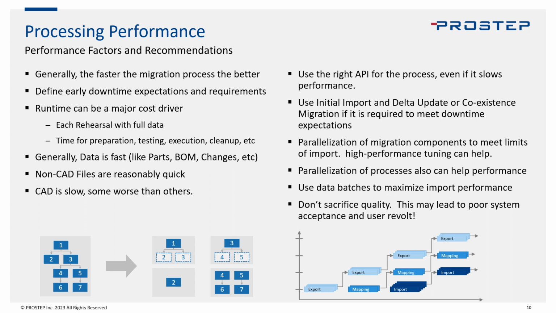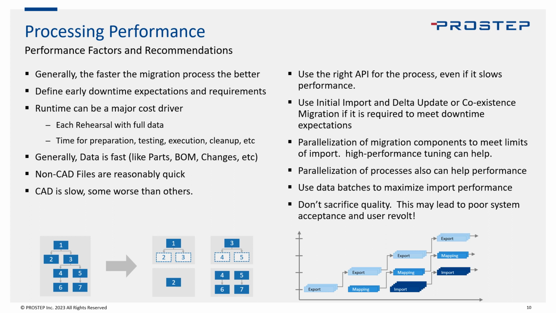Generally, data is fast. Creating items, item revisions, parts, BOMs, changes, those types of data, that's pretty quick. Data set upload, like for files, is also fairly quick, but the streaming of the binary files is sometimes a little less performant than just creating the data. And then CAD is slow, and not all CAD is created equal. Some is worse than others, but that's a major factor in driving the overall performance of the migration itself.